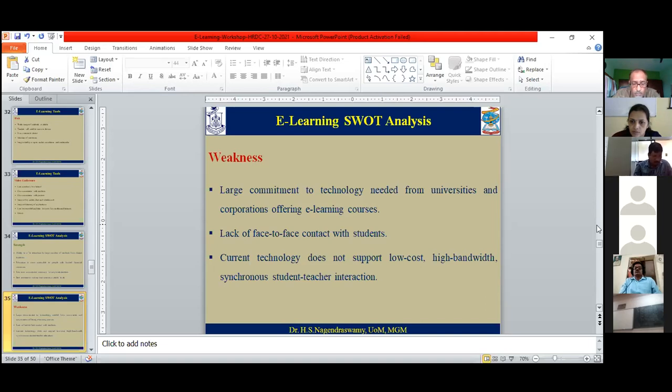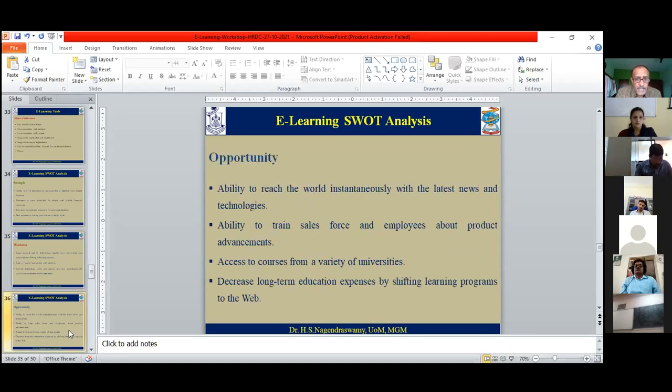Maybe in future you can get better infrastructure facilities, and in terms of internet connectivity, the speed and the other facilities can definitely improve with the advancements in science and technology. So high bandwidth, synchronous student teacher interaction, if everything is made more affordable, then I think this will become a de facto standard, right? Whenever it is convenient, you can use it. But today, in this context, we can say it's a limitation or a weakness.